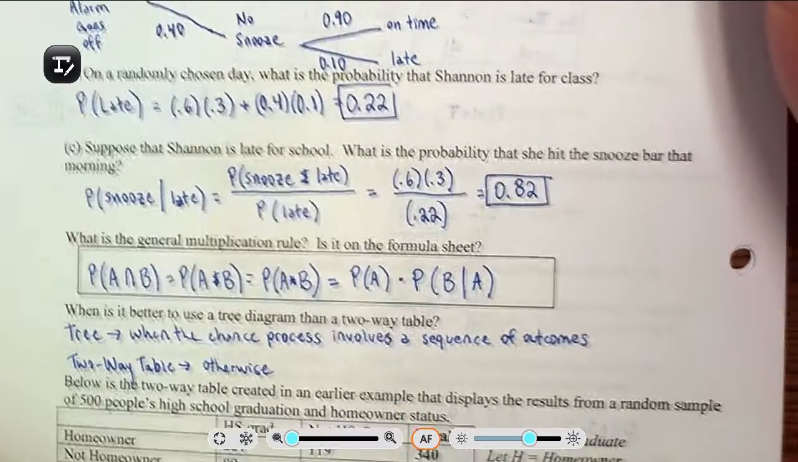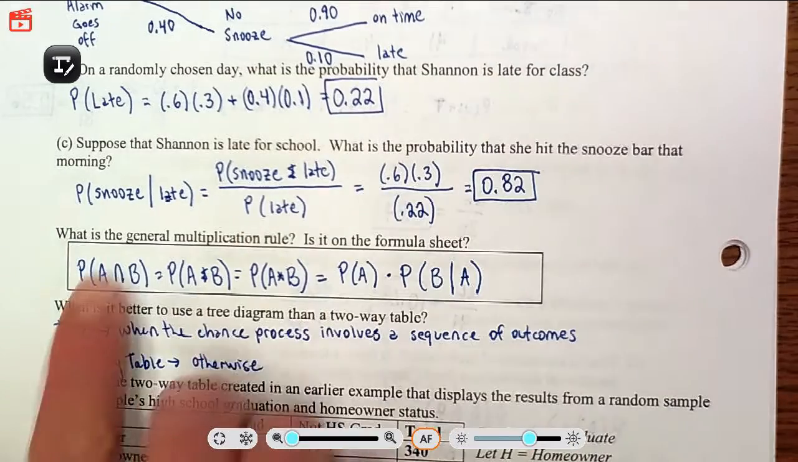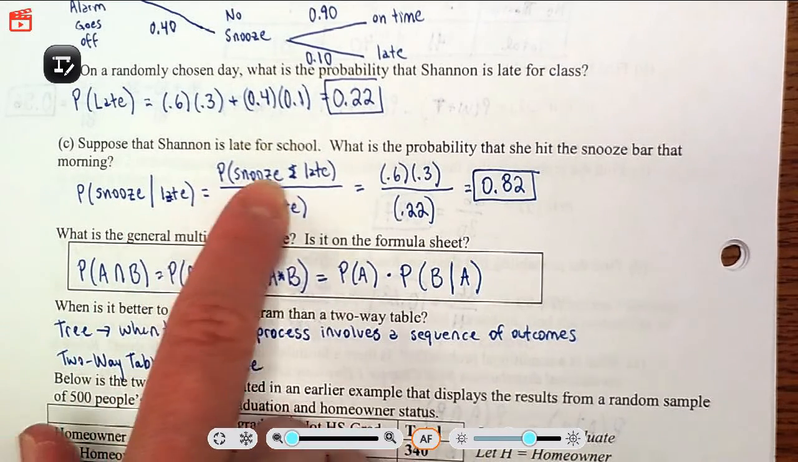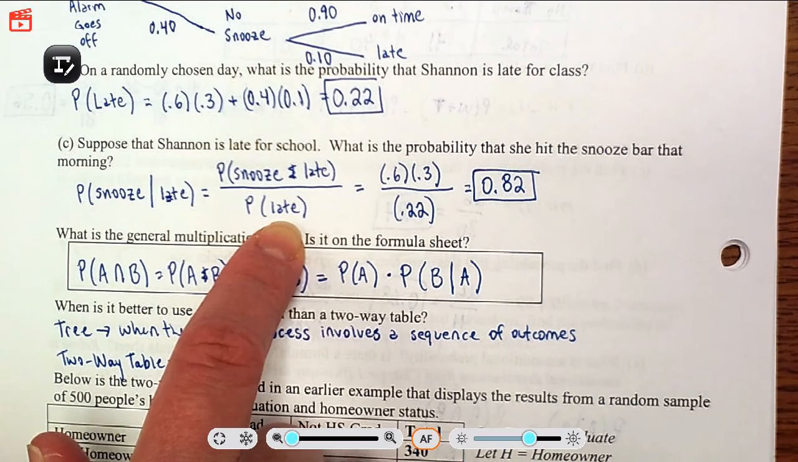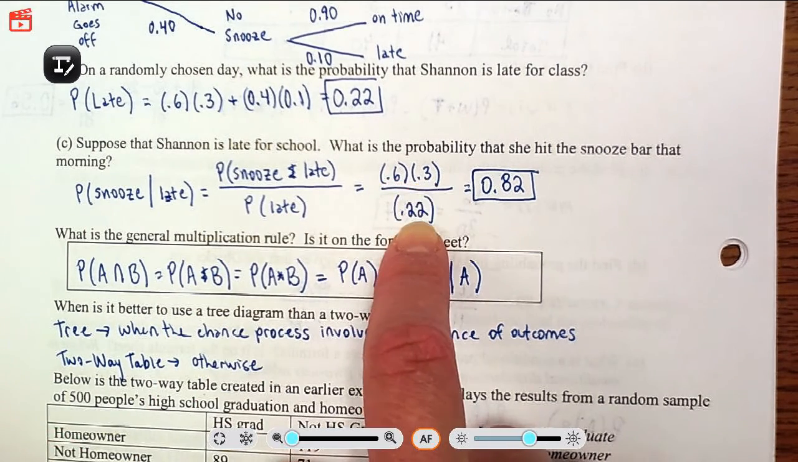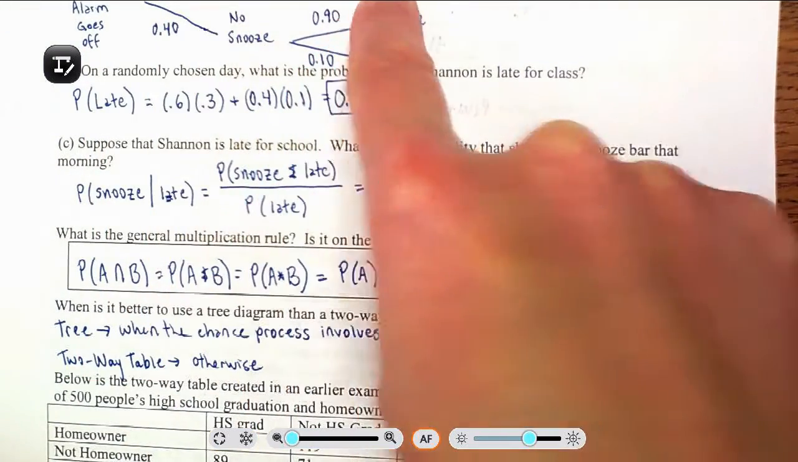Suppose that Shannon is late for school. What is the probability she hits the snooze bar that morning? Probability she hits a snooze given she's late is probability of snooze and late over late. So we will just consider 0.6 times 0.3 over 0.22 because snooze and late.